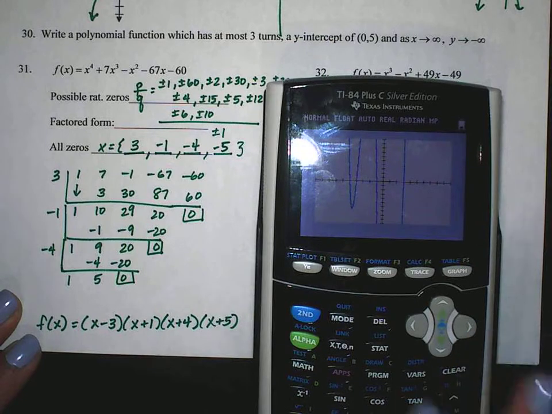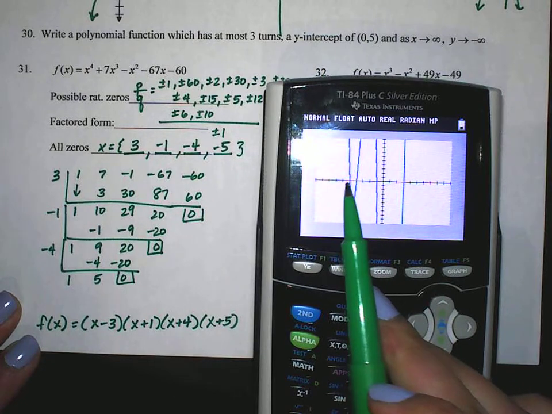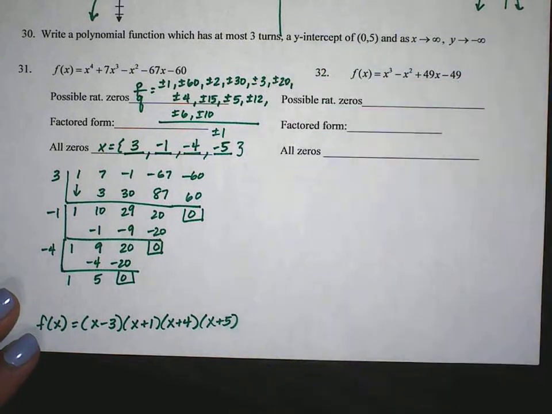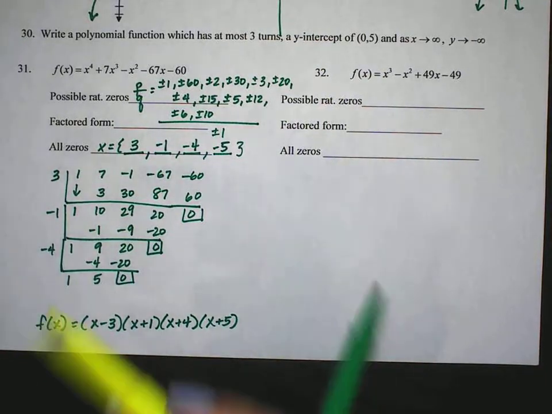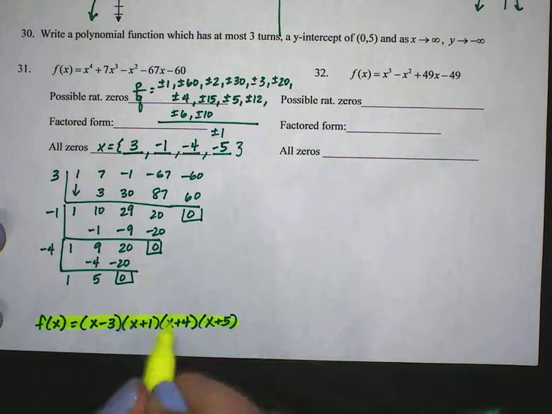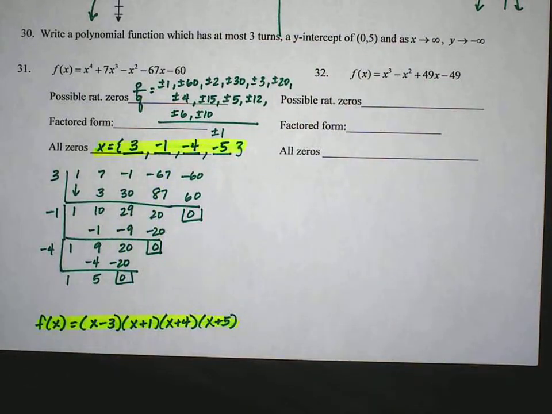If I look at my calculator here, okay, I have an x-intercept at negative 5. So I've checked my work using my calculator. So my factored form is this product of binomials, and then all my zeros would be these right there.